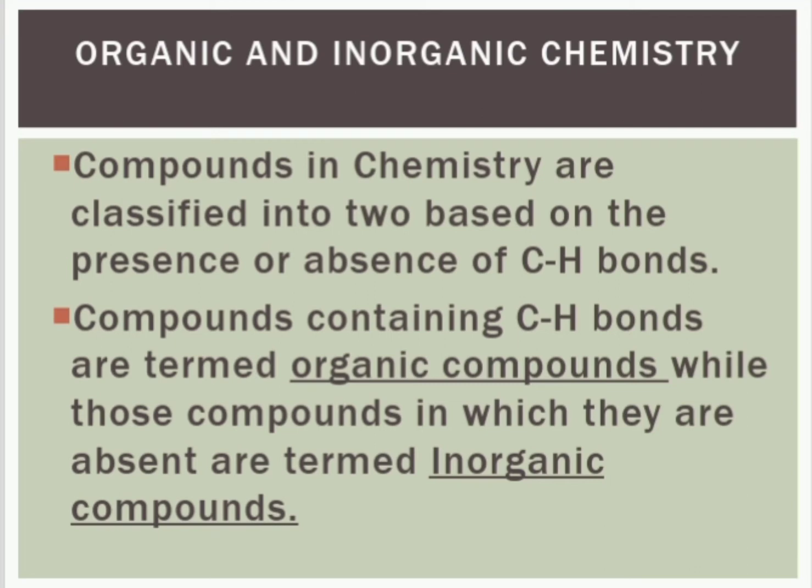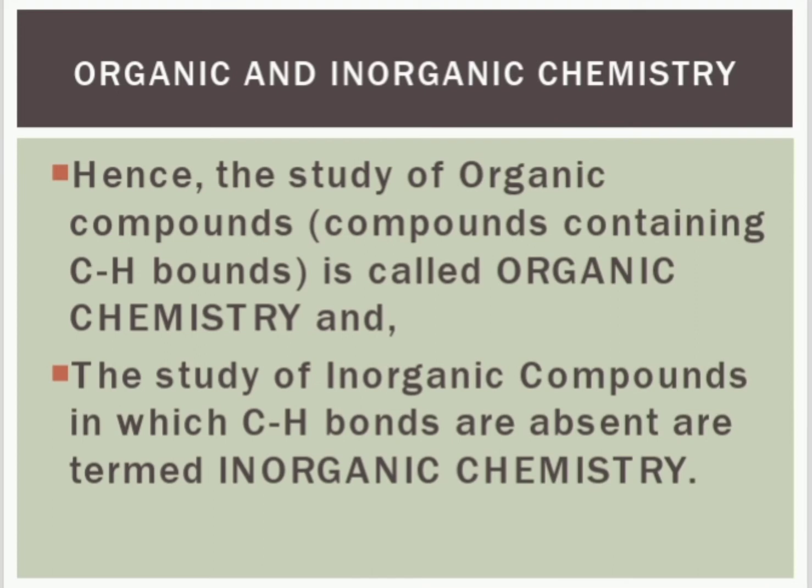Talking about organic and inorganic chemistry, they are just like opposites. Compounds in chemistry are majorly classified into 2 based on the presence or absence of CH bonds, that is carbon-hydrogen bonds. Compounds containing these carbon-hydrogen bonds are termed organic compounds, while those compounds in which they are absent are termed inorganic compounds. Hence, the study of those compounds which contain carbon-hydrogen bonds is called organic chemistry, and the study of those compounds in which this carbon-hydrogen bond is absent is termed inorganic chemistry.